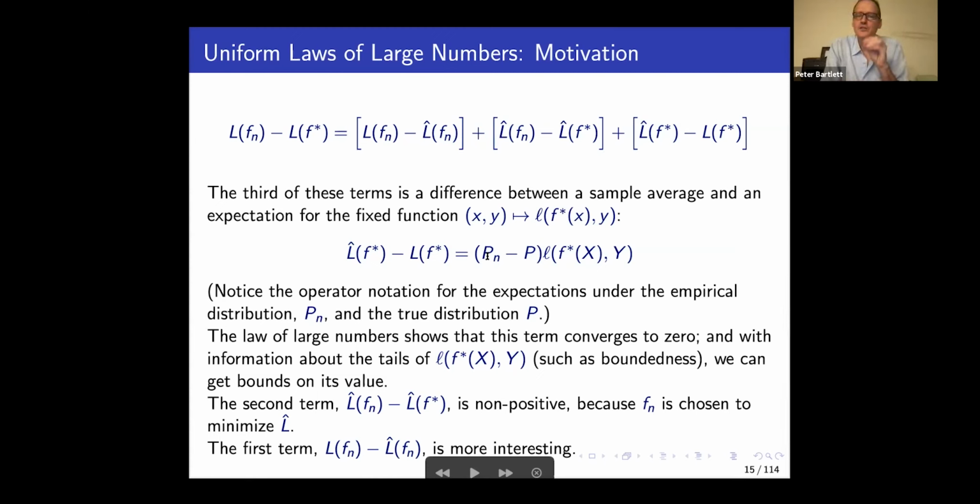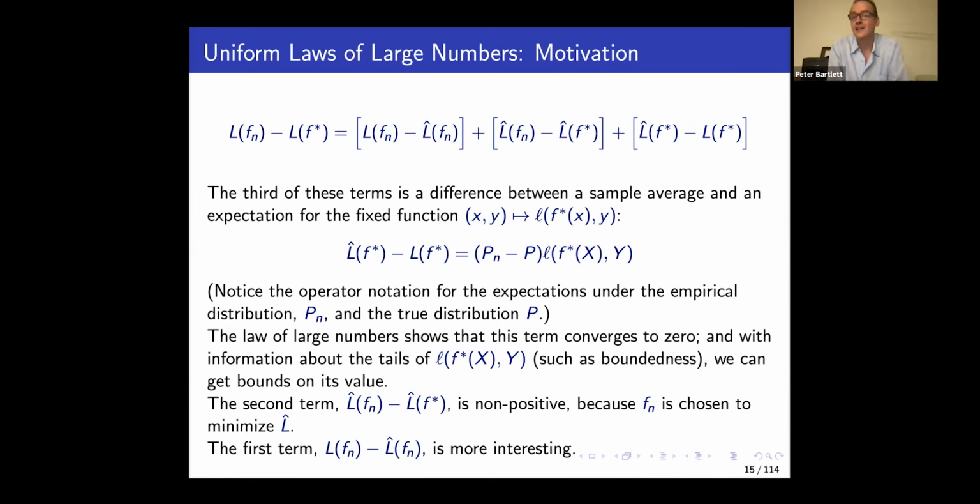Okay, so that last term is looking at how much the sample average of the loss for F star exceeds the expectation. Well, that's just a fixed function, so this thing is just a fixed random variable. So we're really just asking, how close is an average to an expectation? We know from the law of large numbers that this term is going to go to 0.